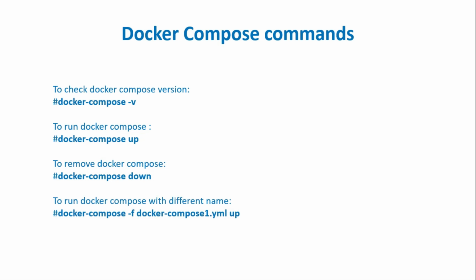To run Docker Compose with a different file, suppose your Docker file name is docker-compose-y.yml and you want to execute that. Why do we need another name for the Docker Compose file? Because we have multiple projects and we have written code according to each project. So in that case, we need to run all those Docker Compose files one by one.